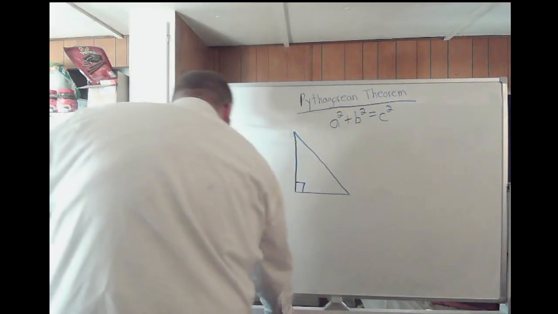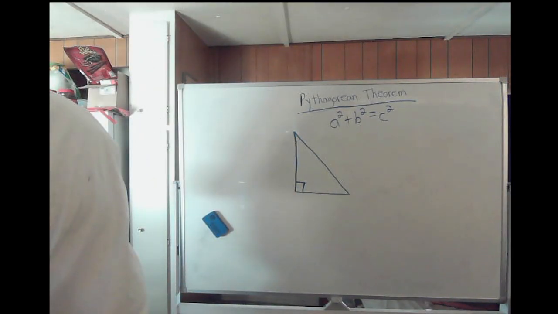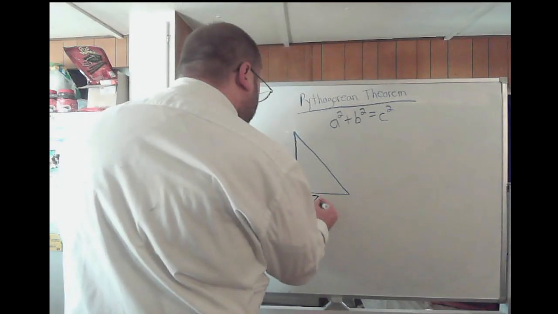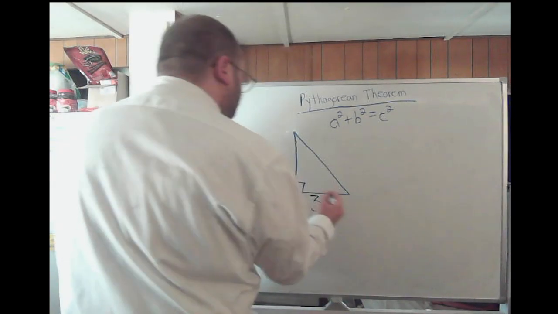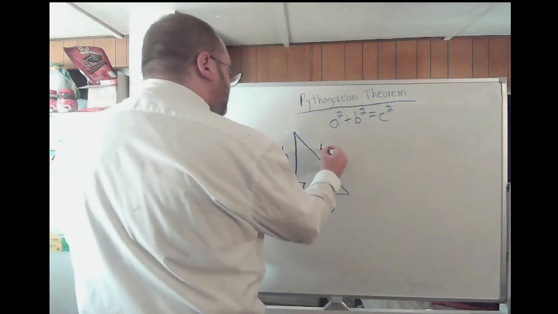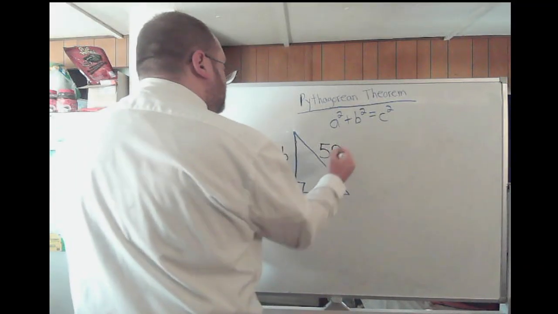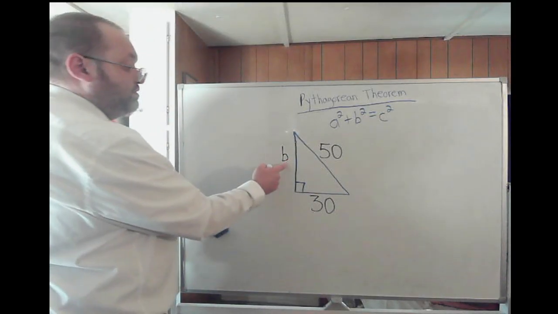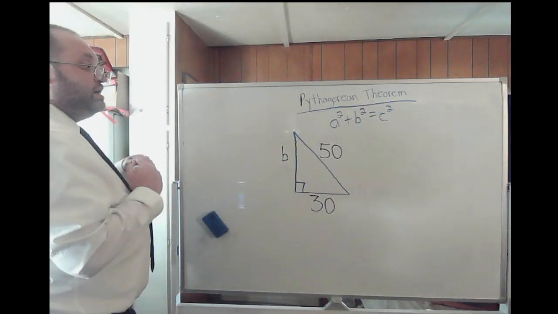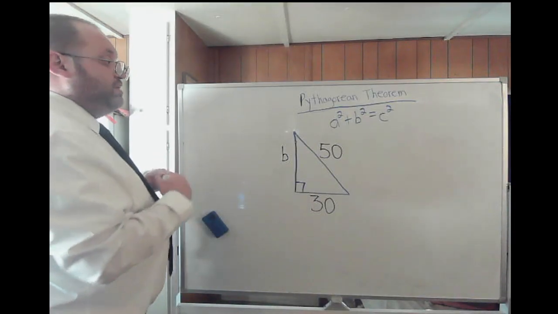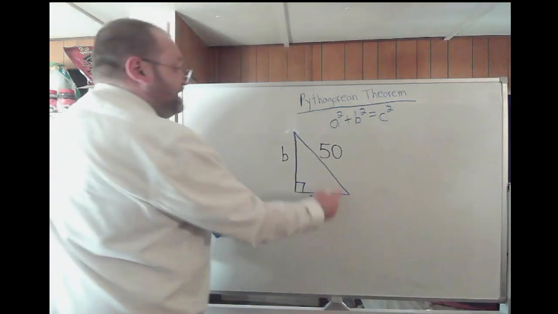Let's see, I have the length of one leg being 30. I have length b for my other leg, but my hypotenuse is 50. So this time I know one leg and I know the hypotenuse, but I don't know the other leg that has a length b. Well, you're still going to go ahead and apply the Pythagorean theorem. So obviously 30 is our a.